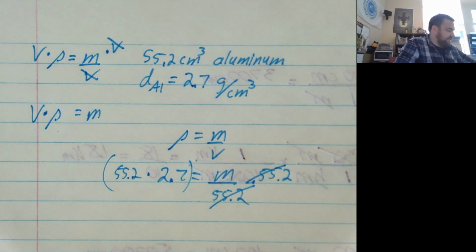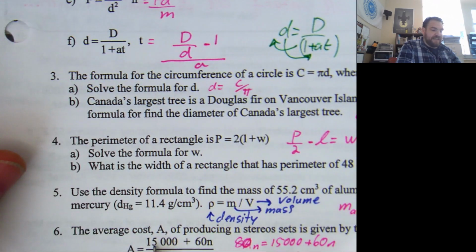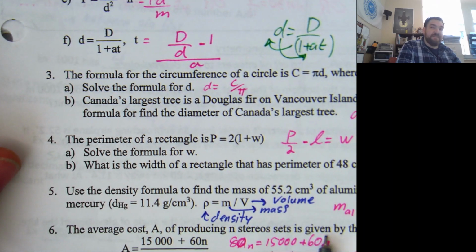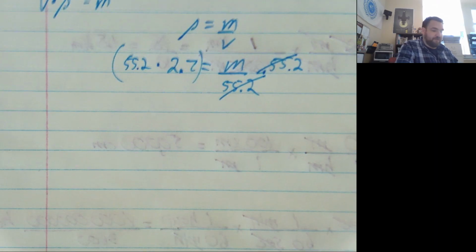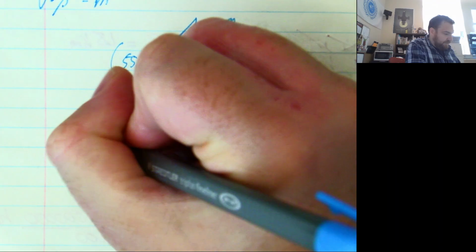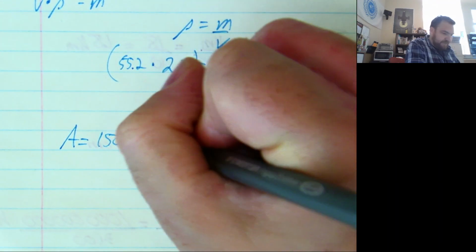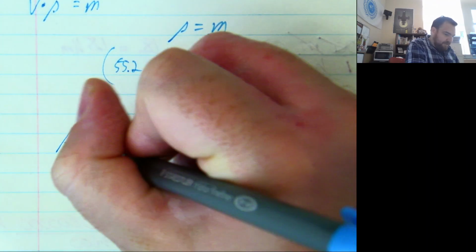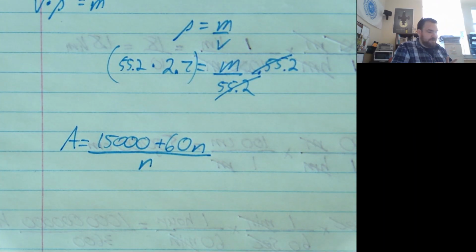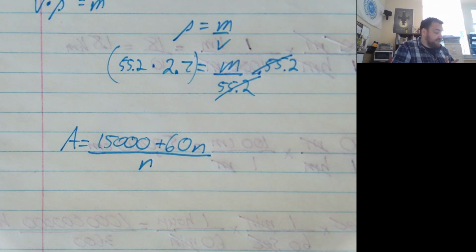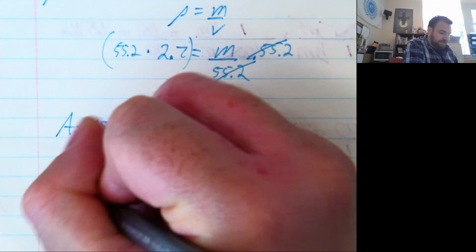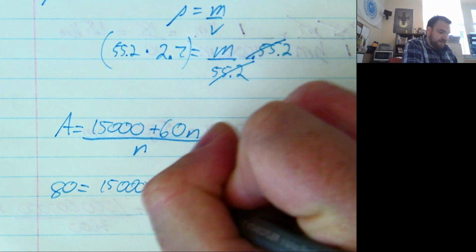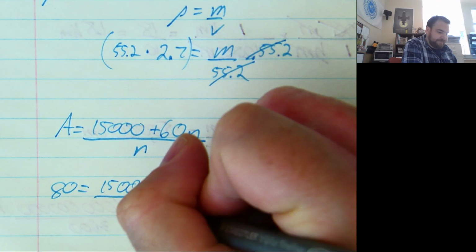Okay. So then question 6 is this guy here. The average cost A of a production of N stereos is given by the formula, that one. So, I'll write out the formula and we'll take a look at it. Now the formula is A equals 15,000 plus 60N all over N. And we're told that in the question, how many stereo sets would have to be produced for the average cost to be 80? So A represents average cost, so this is the formula we're trying to solve. 80 equals 15,000 plus 60N all over N.